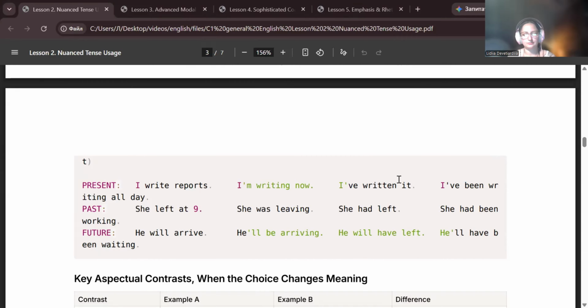The next one, future. Future simple. He will arrive. Future continuous. He will be arriving. Future perfect. He will have left. Future perfect continuous. He will have been waiting. Okay? Take your time to go through this table and read it once again. You can even pause the video. Take your time, it's all okay.